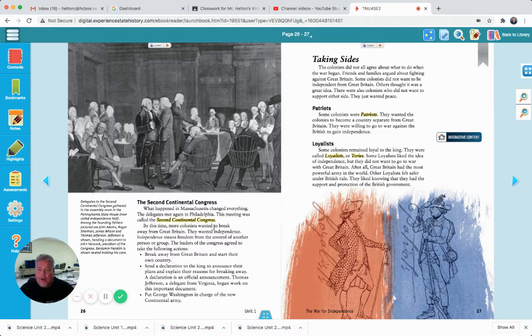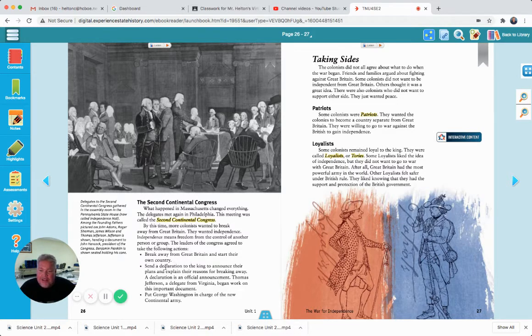By this time, more colonists wanted to break away from Great Britain. They wanted independence. And independence means freedom from the control of another person or group. The leaders of the Congress agreed to take the following actions. So these guys met again, and this time this is what they decided to do. Break away from Great Britain and start their own country. Holy moly, what in the world? They're not going to be part of England. They're going to start a brand new country. How do you think the king's going to feel about that?